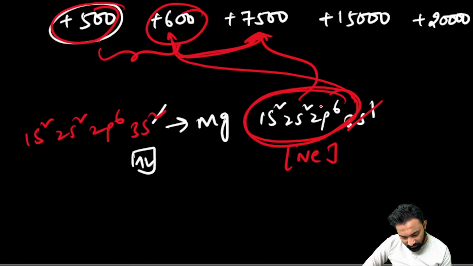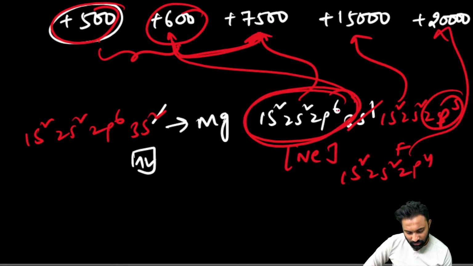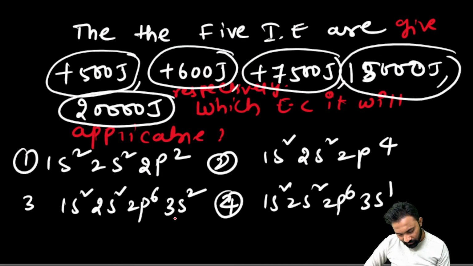Then after that, if you remove from the noble gas, it will come to 1s2, 2s2, 2p5. This 2p5 is of fluorine. Fluorine is also a highly electronegative element. It requires a higher energy. Then after that, 1s2, 2s2 and 2p4 also require higher energy. So actually this drastic change we will get only for the configuration 3s2.